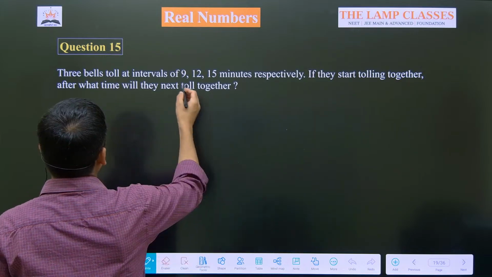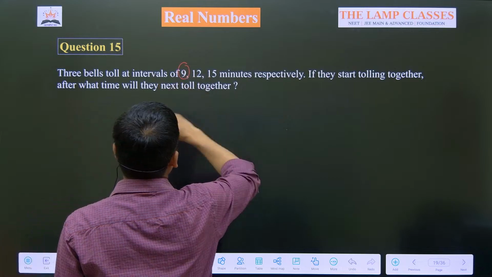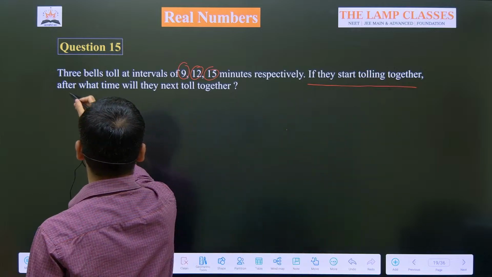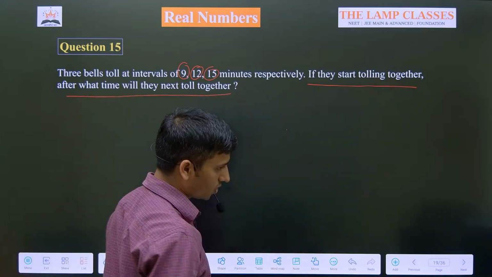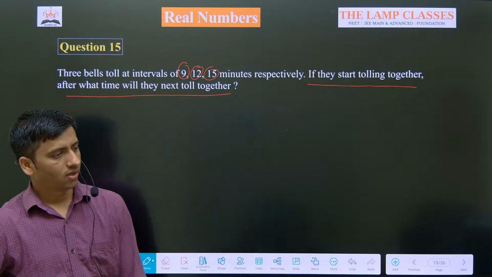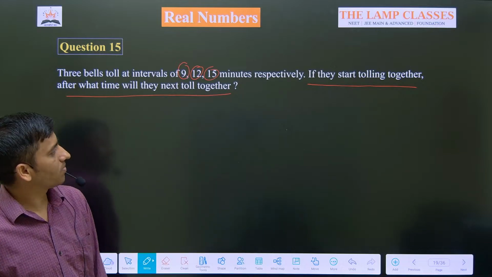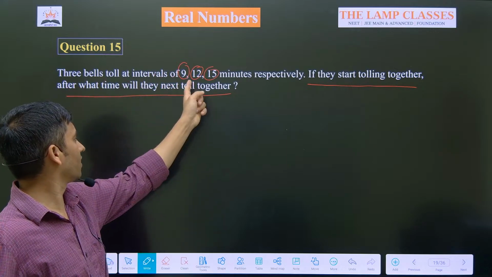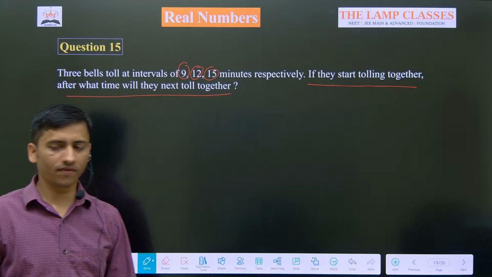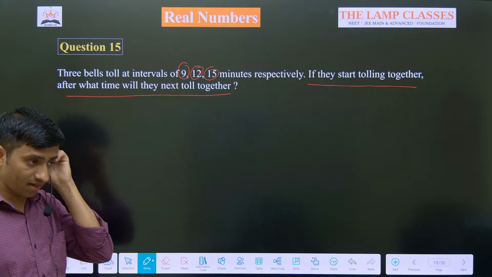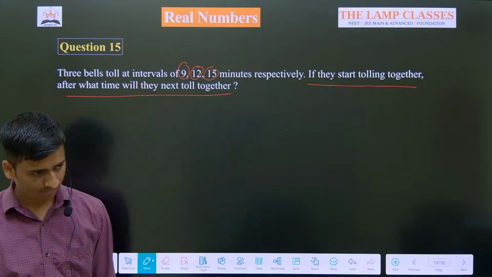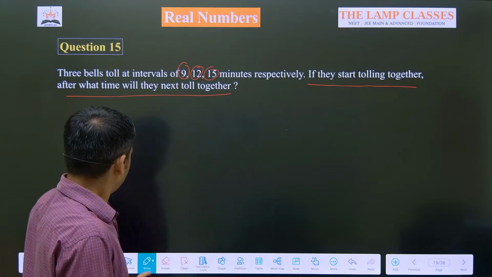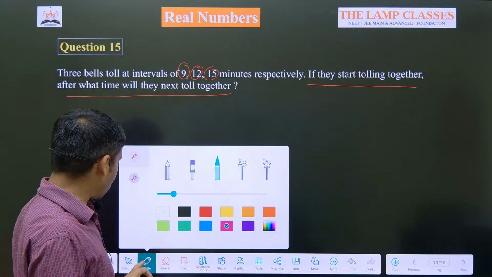So 3 bells are there and they are ringing at intervals of 9, 12 and 15. If they start tolling together, after what time will they next toll together? Are you getting? So they all are starting at the same time, but after an interval of 9 minutes, the first bell will ring, the second after 12 and the third after 15, right? So when will they ring again together? Is it LCM or HCF? In this kind of question, it's actually the LCM.